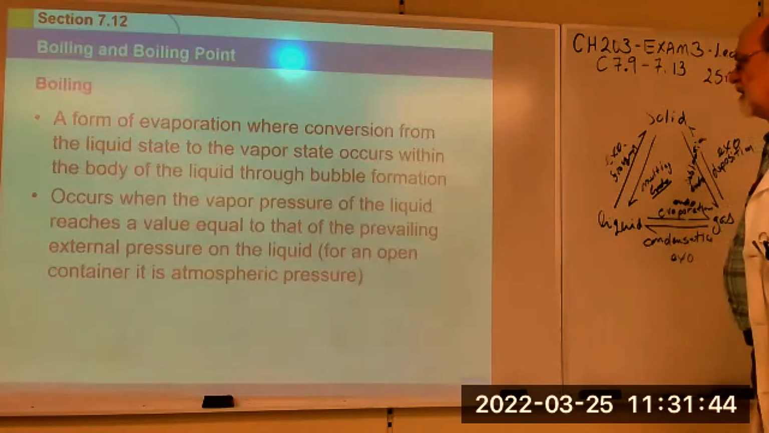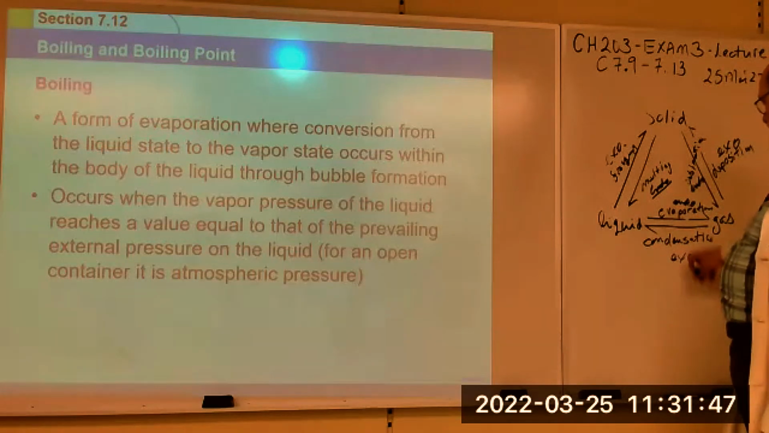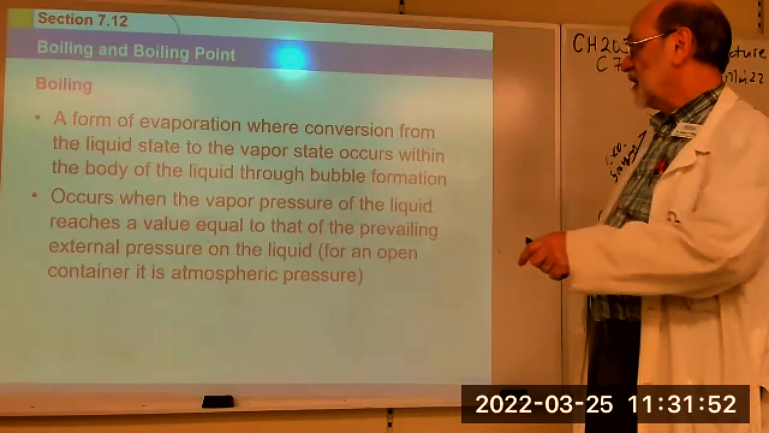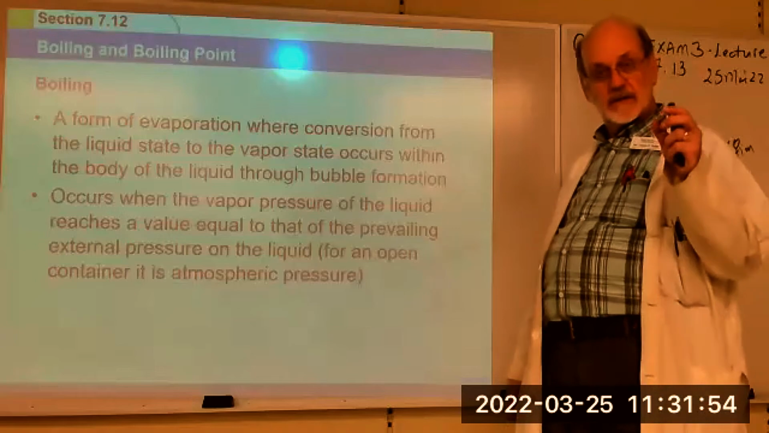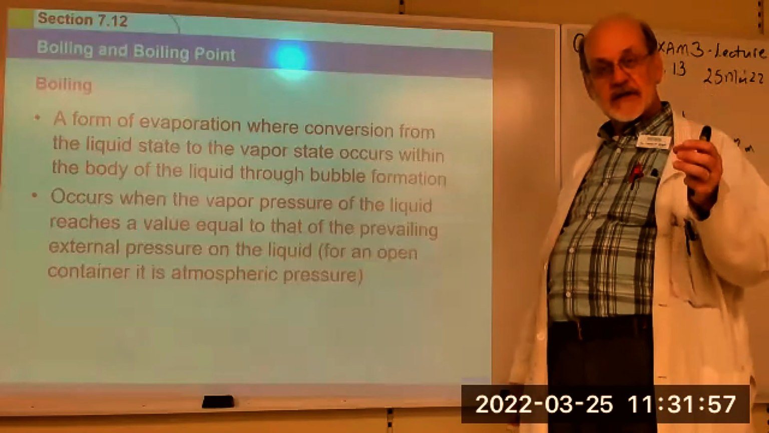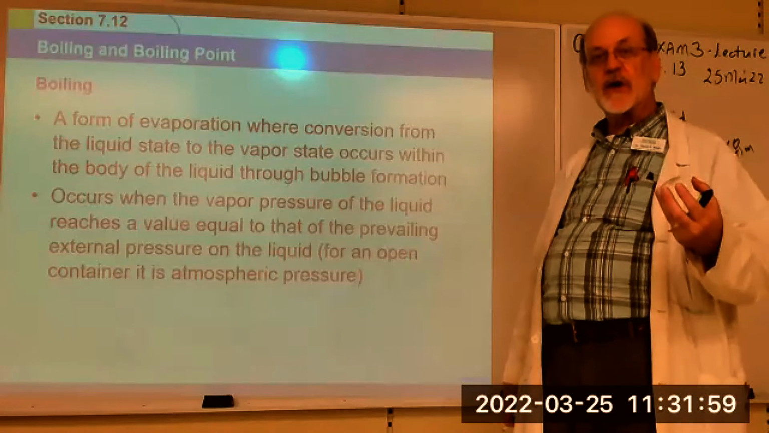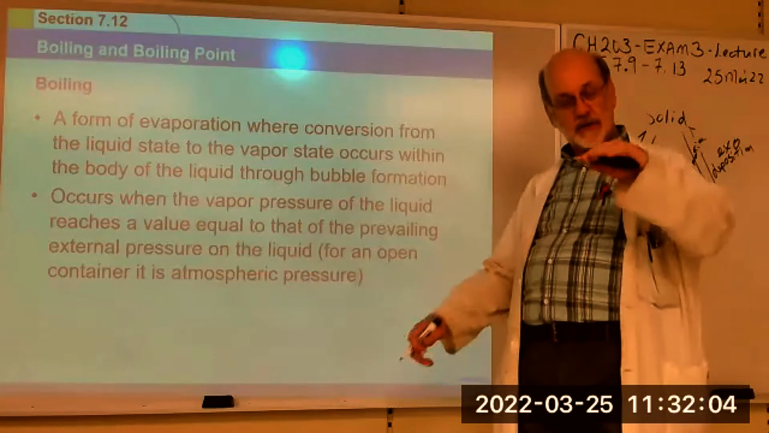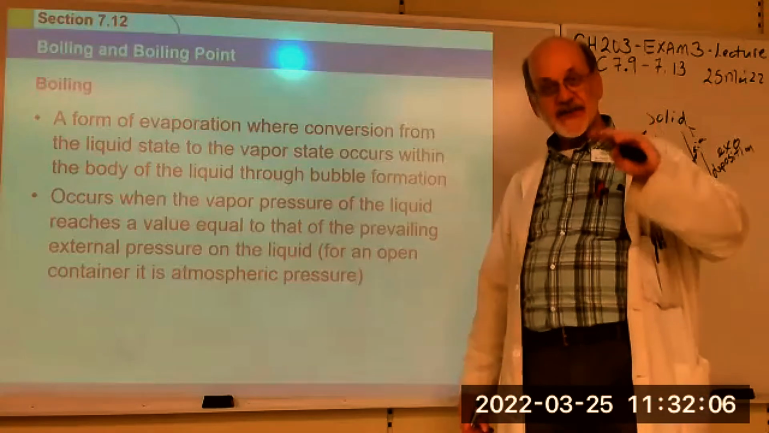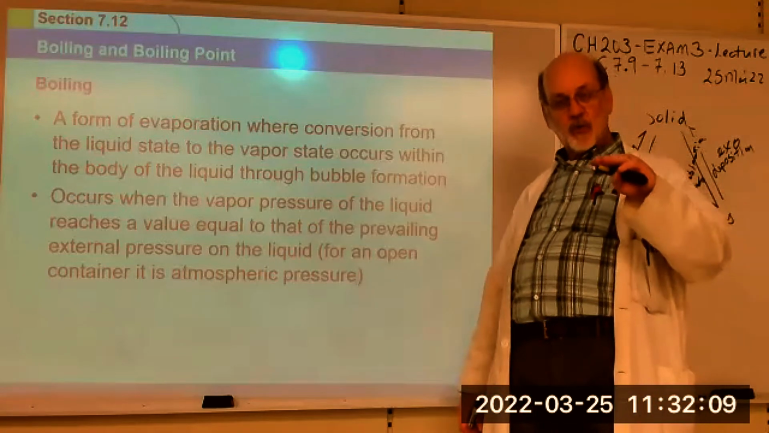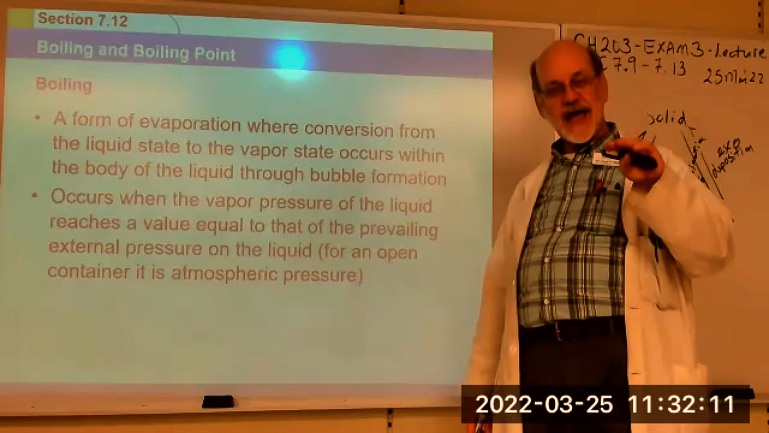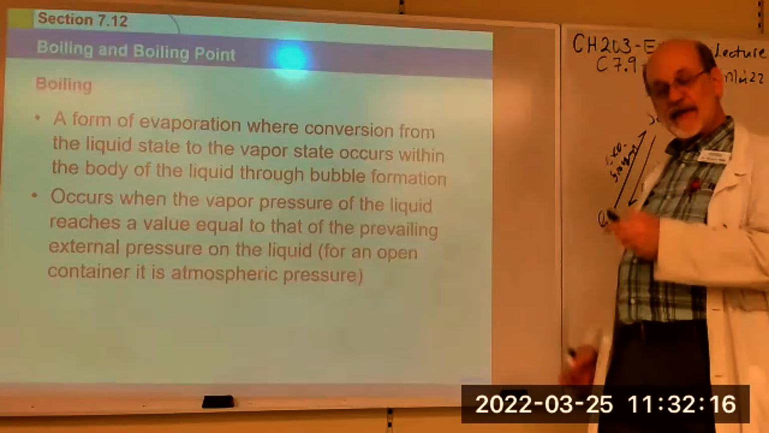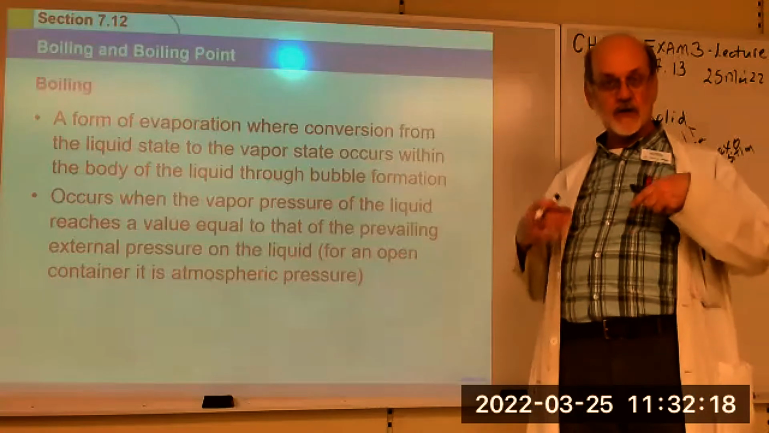Boiling. Boiling is a form of evaporation. Boiling takes place when the vapor pressure of the liquid is equal to the atmospheric pressure, right? So if you have a liquid at sea level, then it will boil when its vapor pressure is at and exceeds 1 atmosphere. And that depends on temperature. That's called the boiling point.